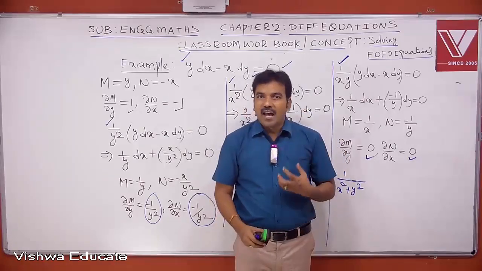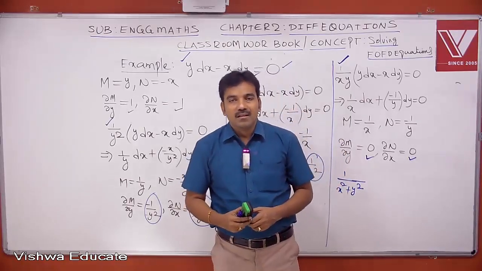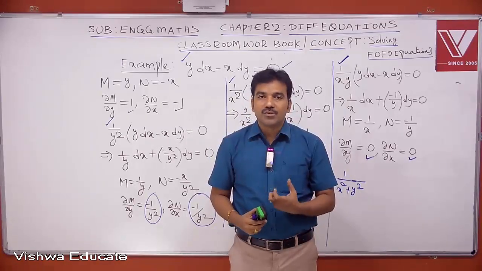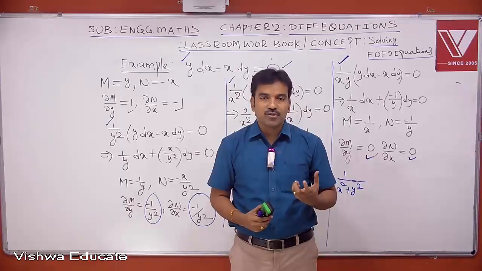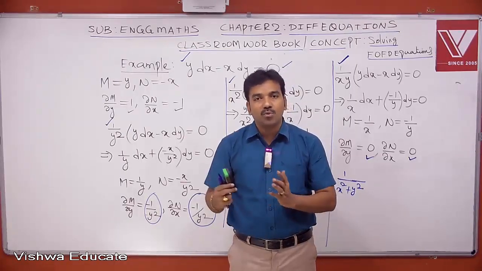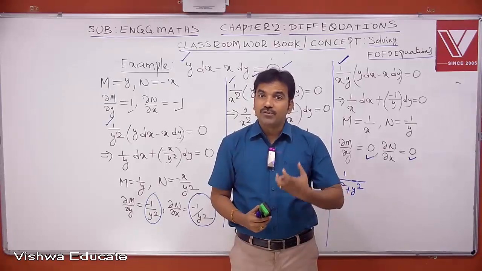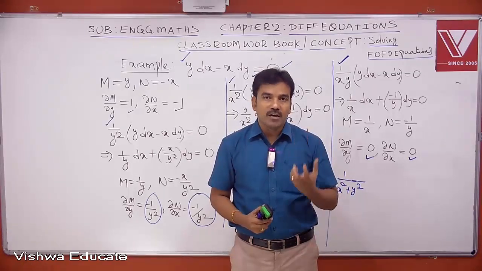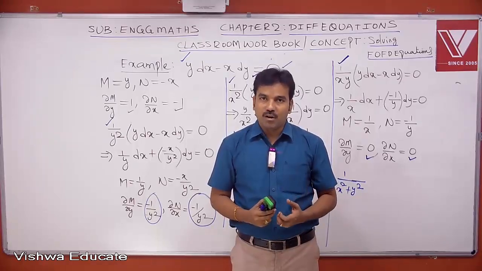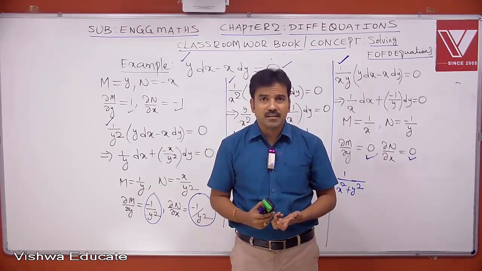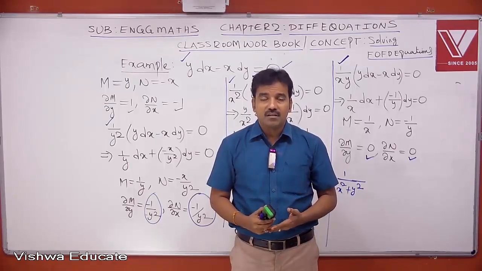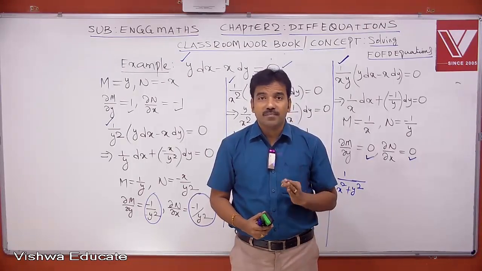Now, I have one doubt. Which integrating factor should be used to get the general solution? The basic purpose of an integrating factor is to help us convert a non-exact equation into an exact equation. Even if you use 1 by y square, 1 by x square, 1 by xy, or 1 by x square plus y square, the equation becomes exact. Then apply method number 4 to get the general solution of the exact equation. Finally, the solution will be the same.